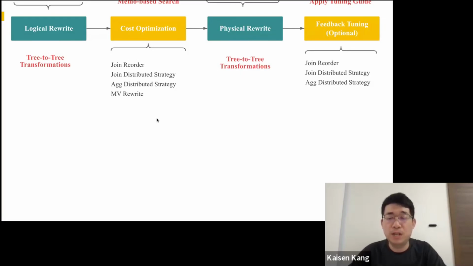The cost-based optimization phase leverages the Cascades memo structure and includes important cost-based rules, including join reordering, join distribution strategy selection, aggregation distribution strategy selection, and materialized view rewrite. The output of the cost-based optimization phase is a distributed physical tree. Subsequently, the physical rewrite phase executes a few physical rewrites that do not affect the cost, including global dictionary rewrite, which will be discussed in detail today, and common expression reuse. The last, feedback tuning, is a new feature implemented in 2024, which will be shared later. Feedback tuning adjusts the execution plan based on the feedback information at runtime.